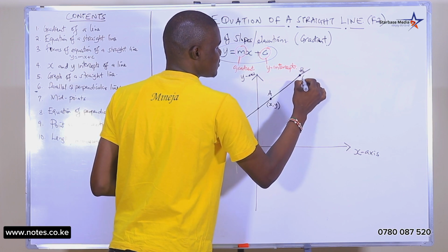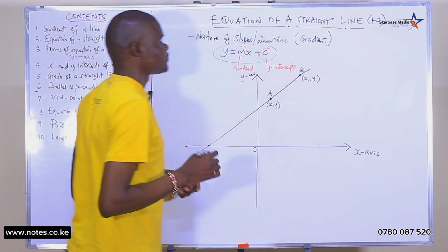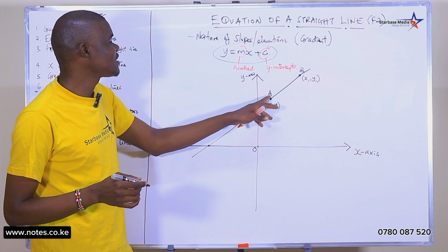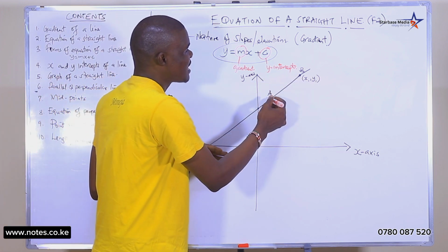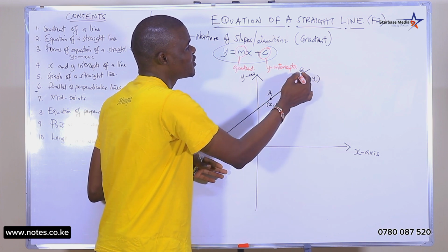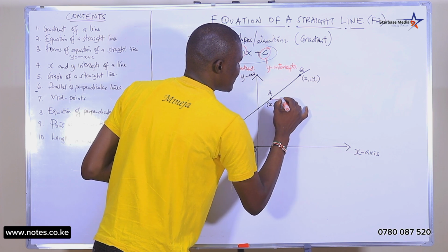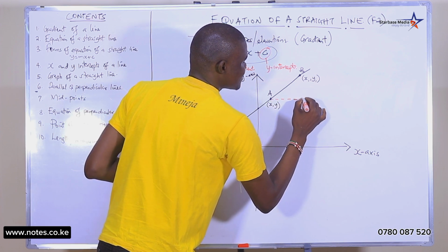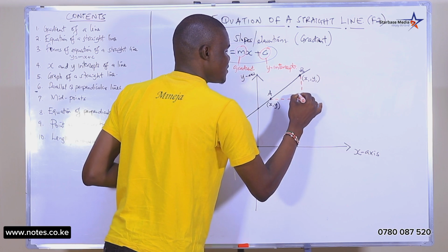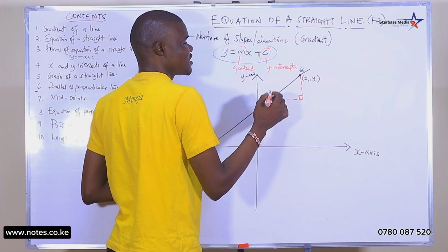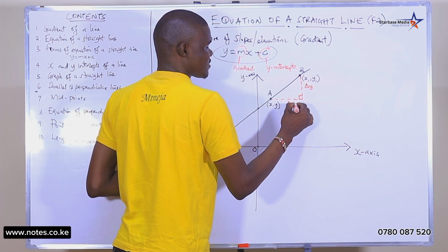So this B now we are going to call (x1, y1). When you want to get the gradient of such a line, we are going to see that there has been a movement from point A to point B. And that movement is signified by this. There's a movement on the x-axis and there's also a movement on the y-axis. So this change is what gives us the gradient, the change in y and the change in x.